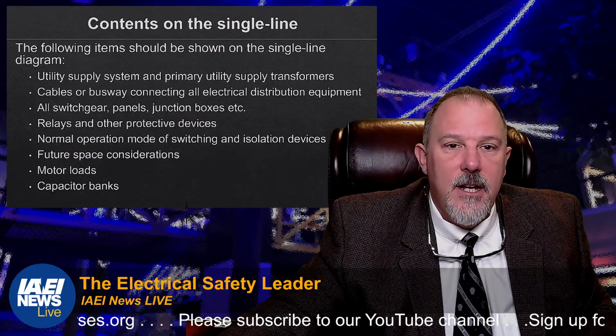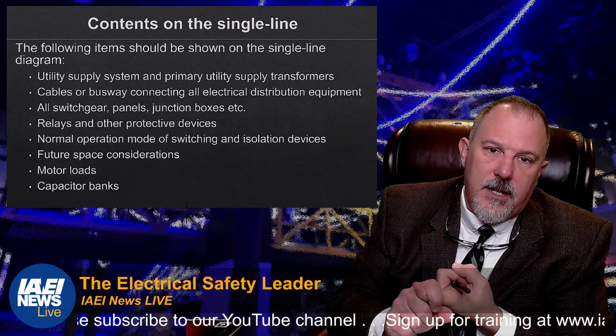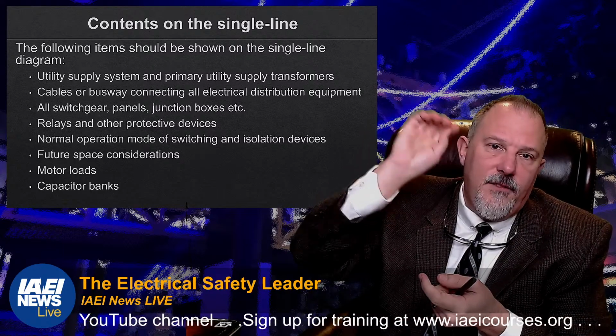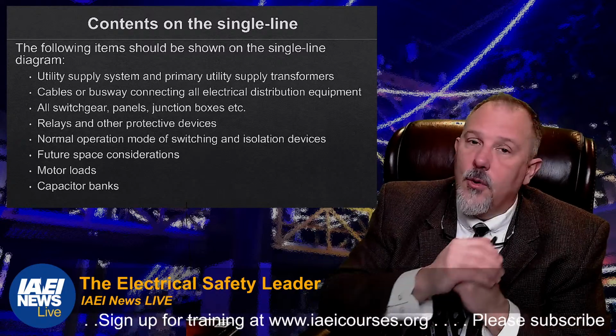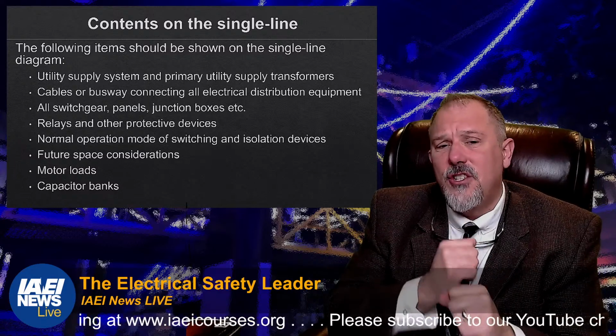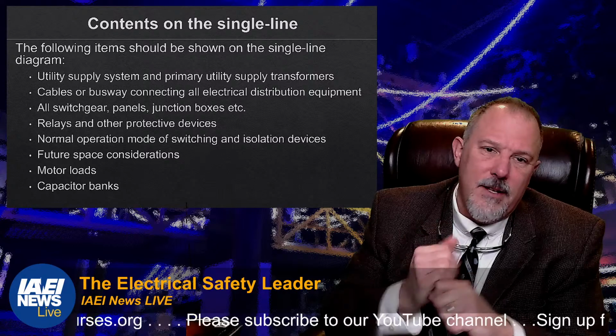Absolutely. You need to have the utility supply, primary utility supply transformer. Sometimes I've seen just a line that says utility, available fault current, X to R ratio. You're going to want all of your switchgear, your panel boards. I would say, junction boxes, sometimes we put them on there, sometimes we don't.